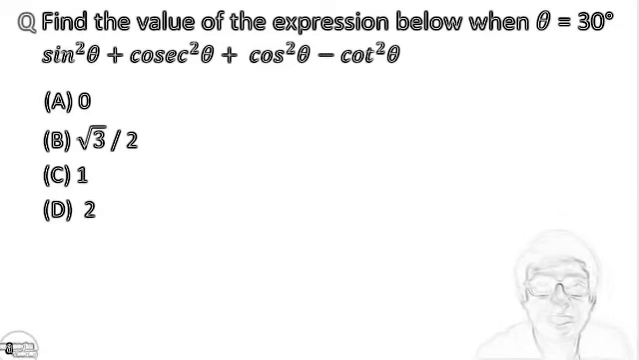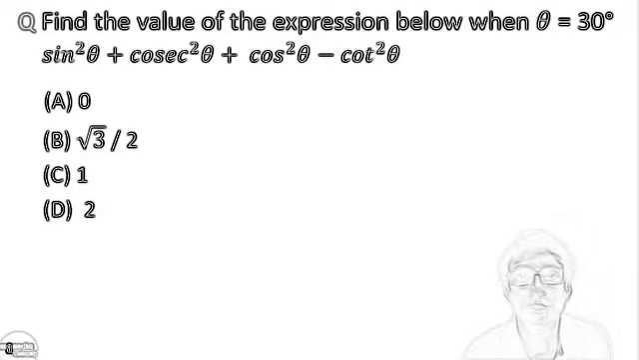So how will you solve this, guys? Come on, I want all of you to try this question here, guys. So how will you solve this question? My hint is, take a look at what's been given. Sine square theta plus cosec square theta plus cos square theta minus cot square theta. And you need to find what this expression is going to be when theta is 30 degree, right?